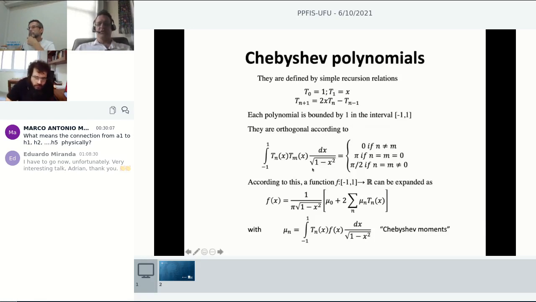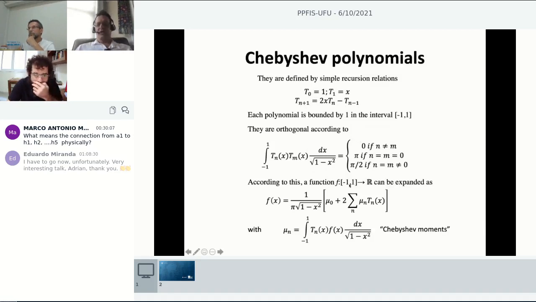They are defined in the -1, 1 interval, and they are orthogonal according to this measure. They also obey, same as the other families of polynomials that I mentioned, some nice and elegant recursion laws. The first polynomial is just the identity, the second one is x, and then all the other polynomials can be obtained as T_{n+1} = 2x T_n minus T_{n-1}.